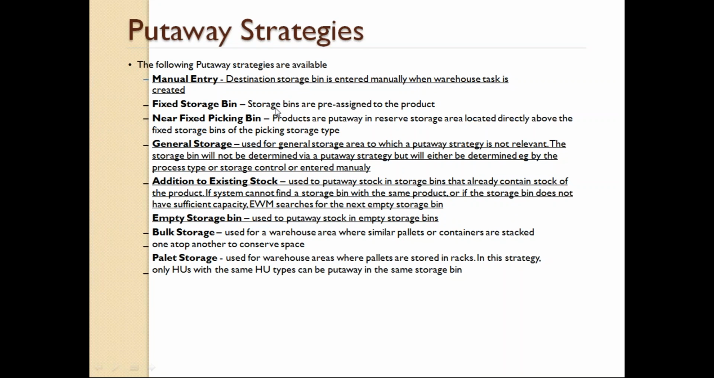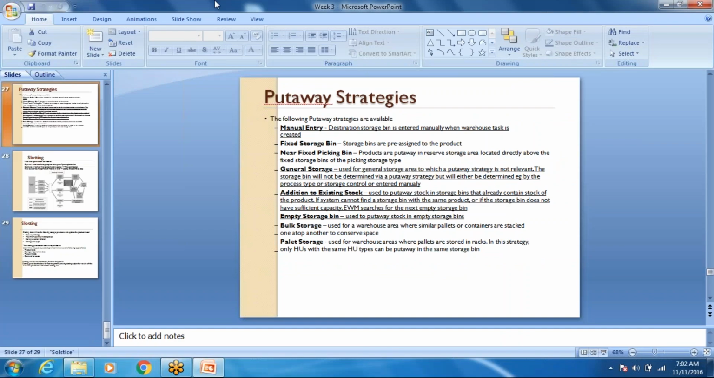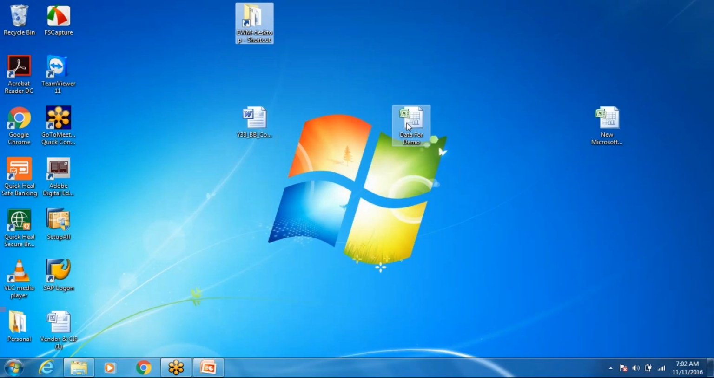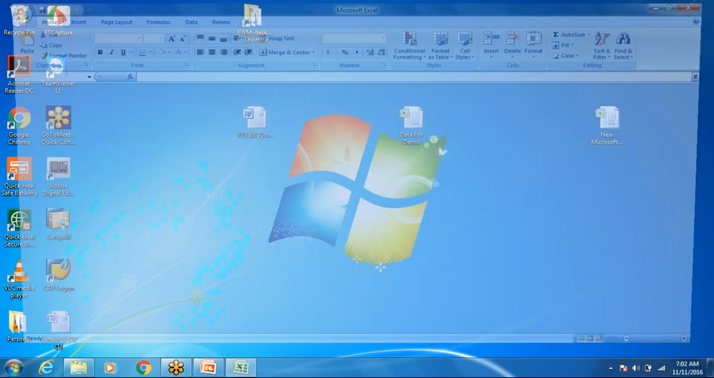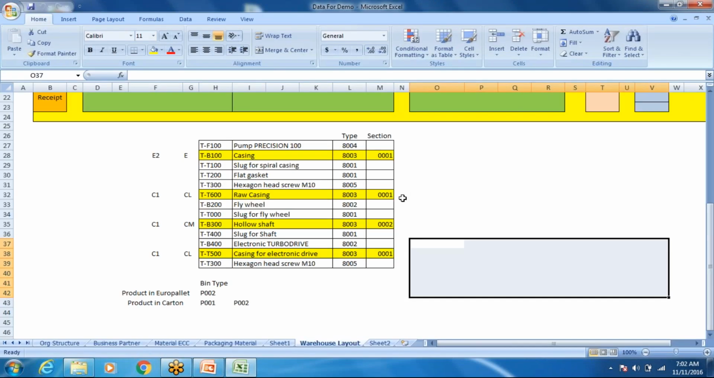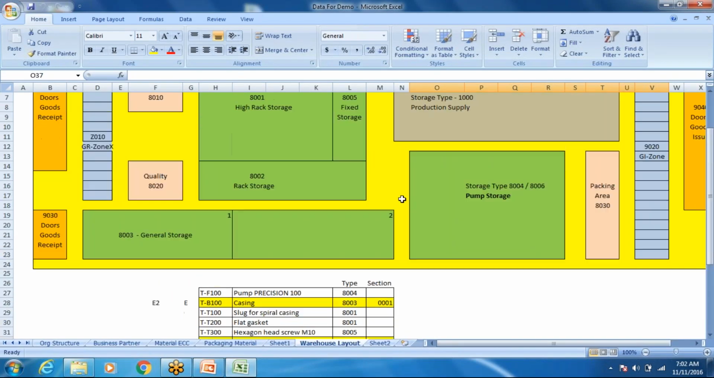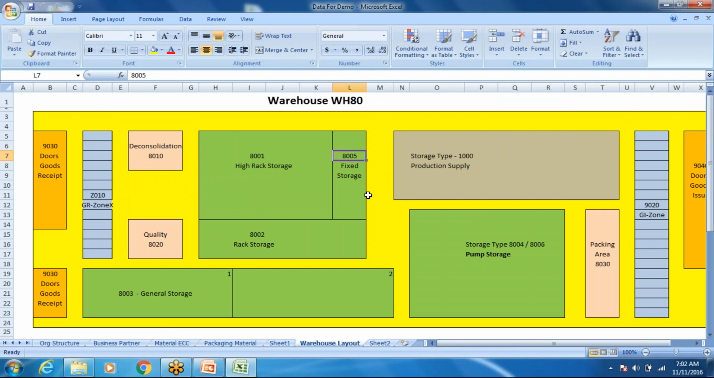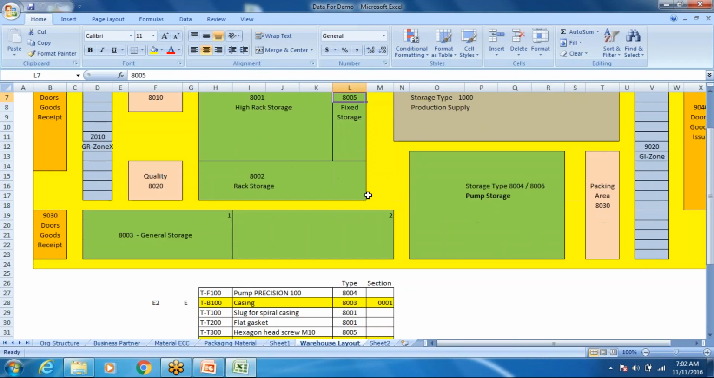So as the name suggests, fixed bin. Basically, for a product in fixed bin, we assign a bin and that bin is fixed for that product. Whenever the product comes into that storage type, it is always going to get placed into that bin. So here 8005 is a fixed bin.